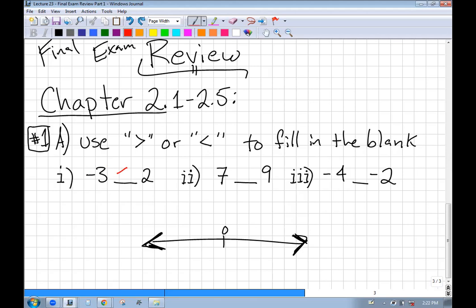-3 is less than 2. 7 is less than 9. -4 is less than -2. All right, does this make sense? Not something you want to get confused. Okay.